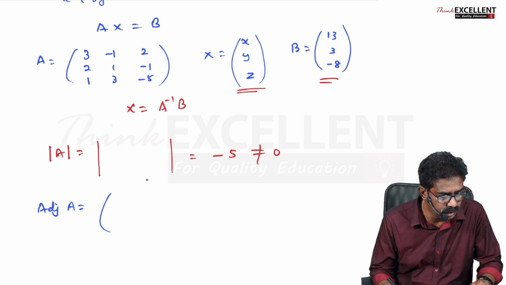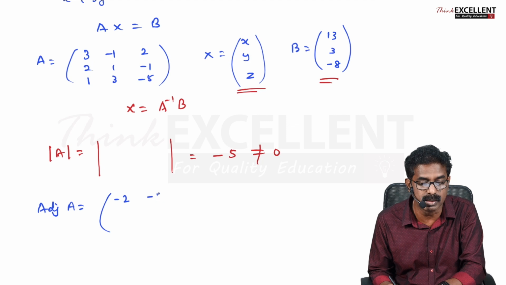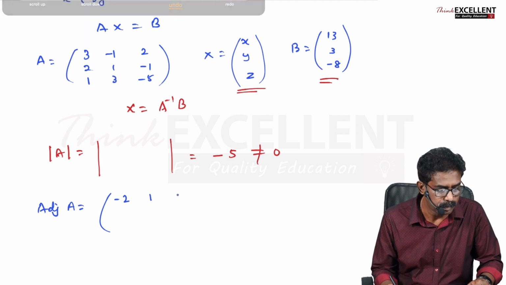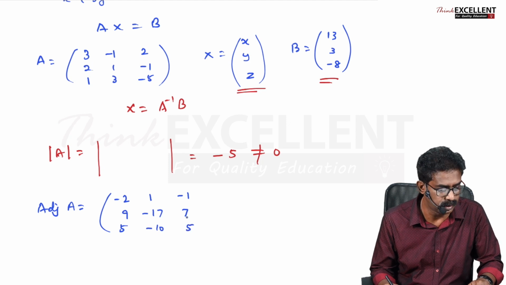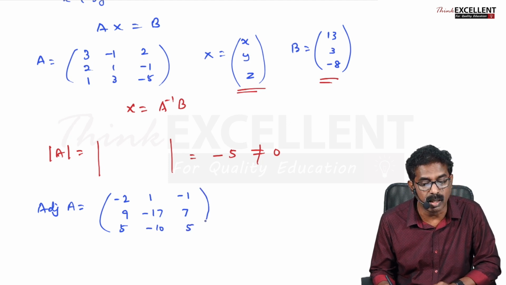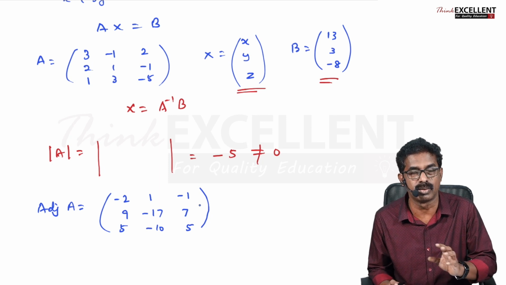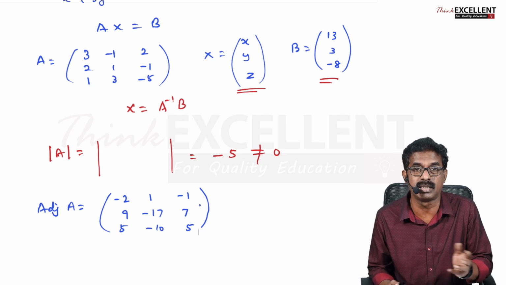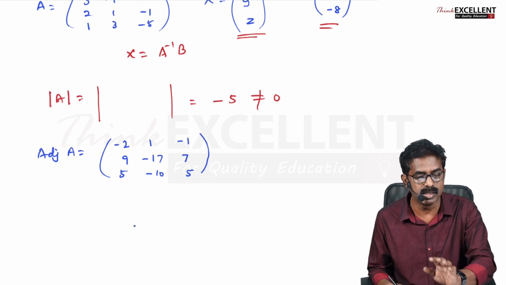So adjoint A, you will be getting plus 1, minus 1, 9, minus 17, 7, 5, minus 10, 5. So this is adjoint A. How to find adjoint A? That itself is a 5-mark question. Okay, so finding all the cofactors and all. Those who have doubt, watch our previous videos where we explained clearly. Okay, so this is adjoint A.